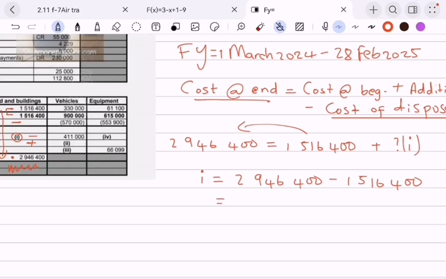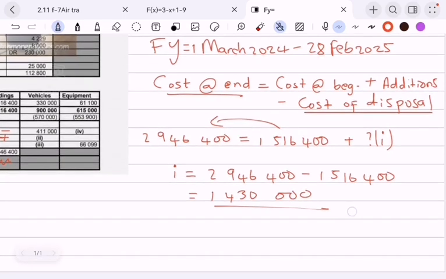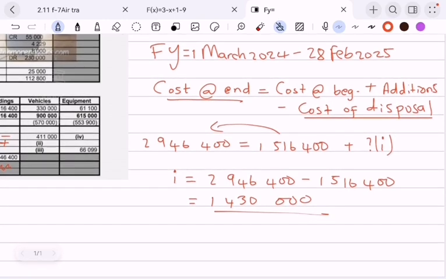And when I punch that inside my calculator, I am getting 1,430,000. So that is my Roman figure 1. It's 1,430,000. It serves as my additions at cost. Beautiful. Now you're done. Just like that. Simple and easy.